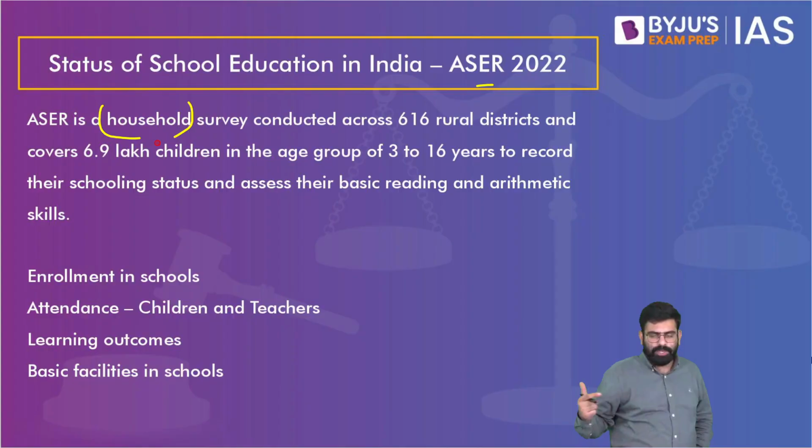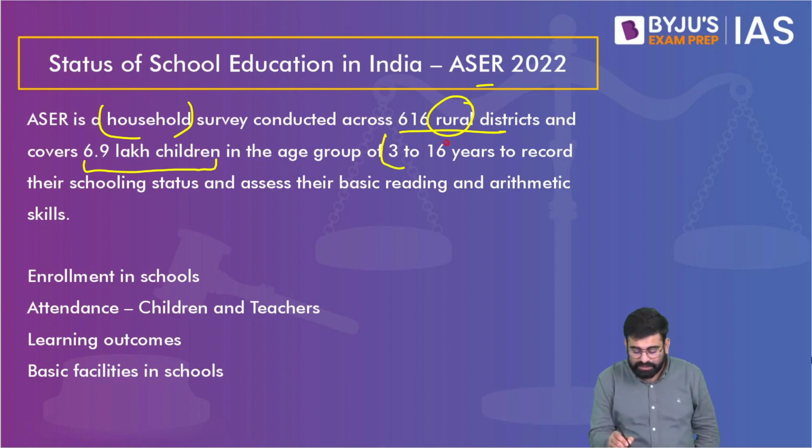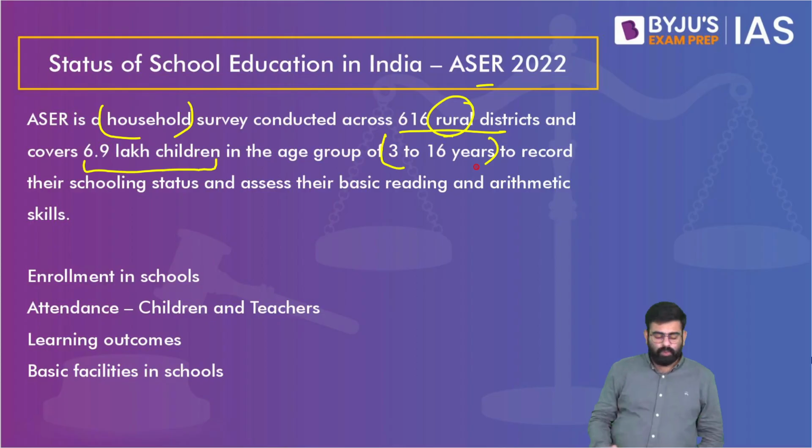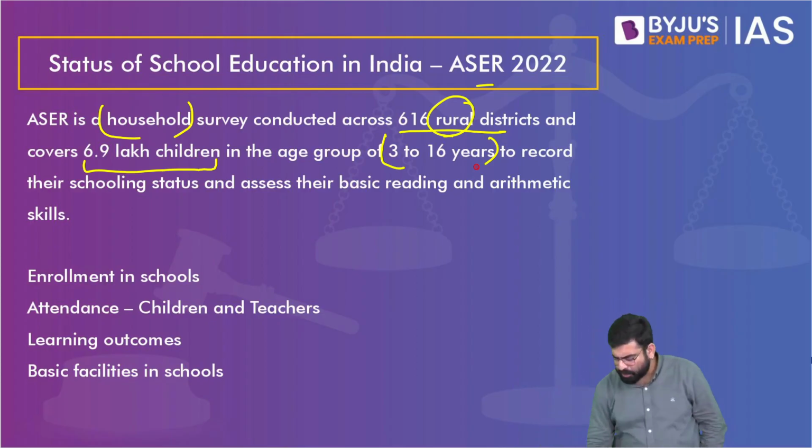They're not merely going to the school and talking to students. They're going house by house. They're going to every household and checking. Around 616 rural districts and covers 6.9 lakh children between the age group of 3 to 16 years to record their schooling status and assess their basic reading and arithmetic skills. Okay, we'll come to that.